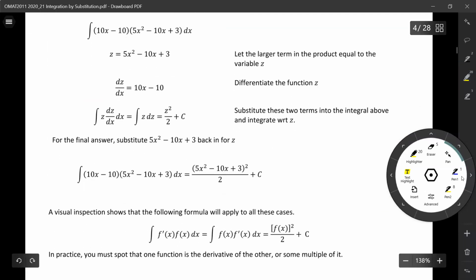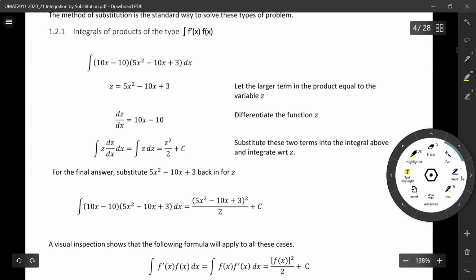Now, I'm going to just do one of these. This is your method of substitution. What I have here is a load of examples where we do it by the method of substitution that you would have seen last year. I think you saw this last year with Edmund.